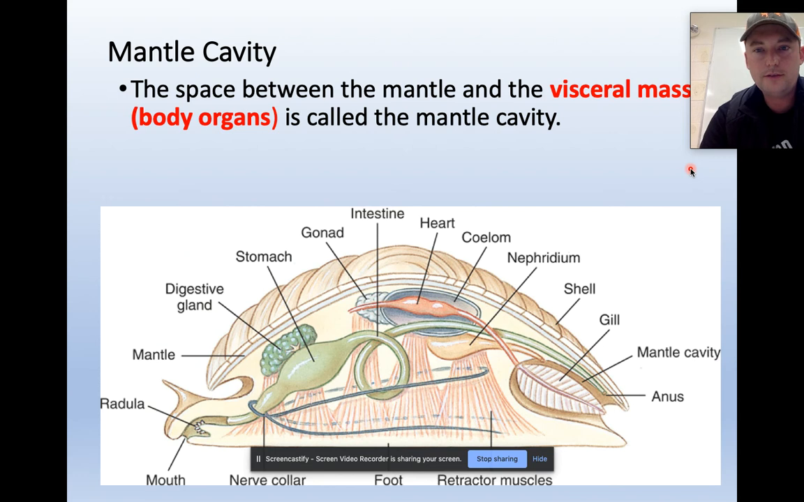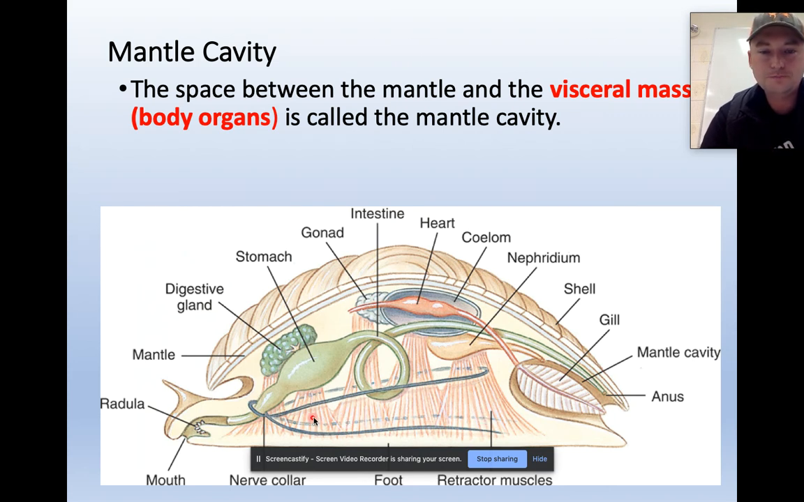The mantle cavity is essentially just the space between the visceral mass, which is essentially all your body organs, as you see here, and the mantle itself. Okay, so you've got the mantle, which is the shell, the visceral mass, and the space in between the body organs, the visceral mass, and the shell is known as the mantle cavity.